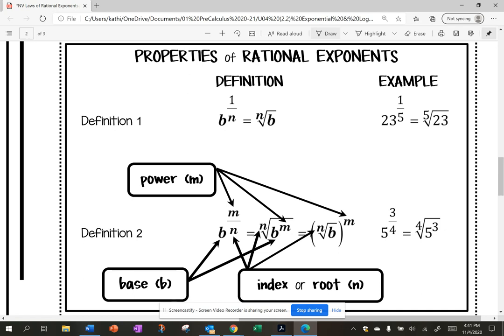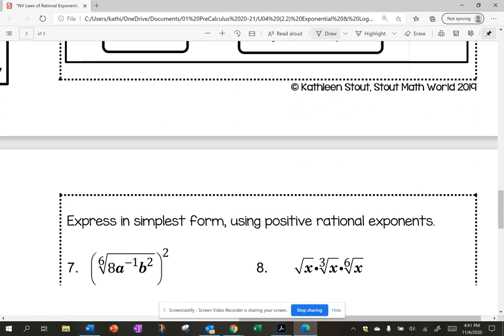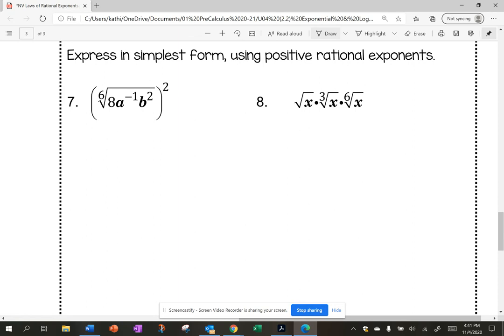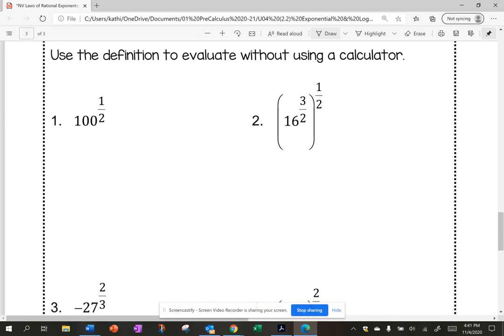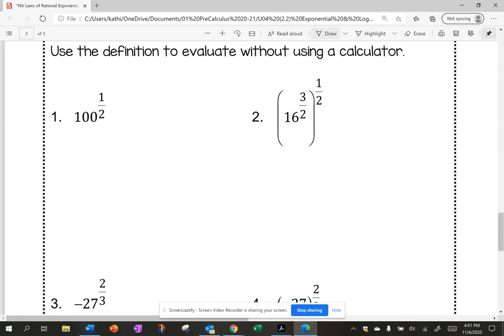Okay, so I'm going to go through some examples for the skills, and then the skills are actually intended for solving equations. So I have two equations at the end.